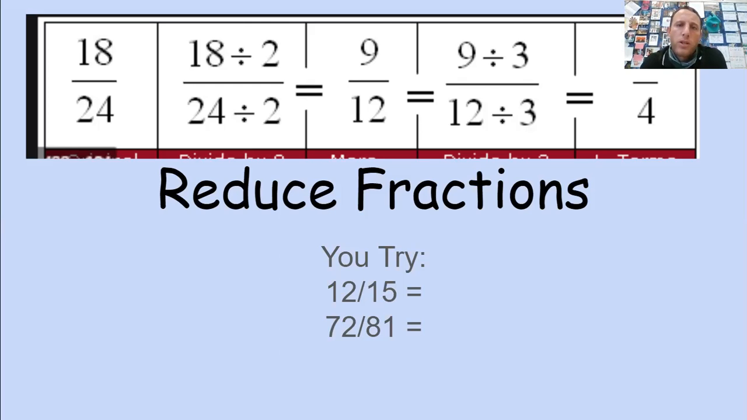And then they thought, well, actually, I found a factor that goes into both 9 and 12, which is 3. So they divided 9 by 3 and got 3, and they divided 12 by 3 and got 4. And that's a reduced fraction. 18/24 is equal to 3/4. We could also have started at 18/24 and divided by 6 over 6 and gotten 3/4 as well.